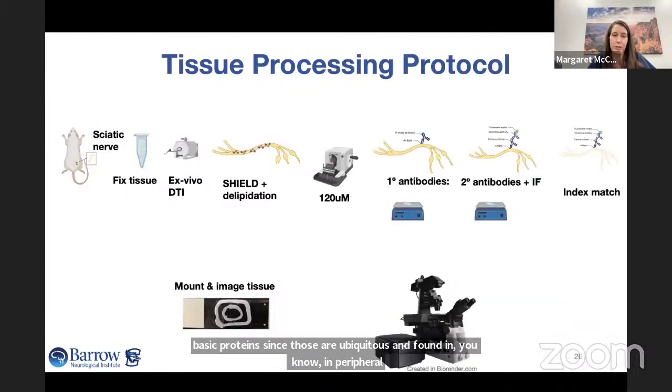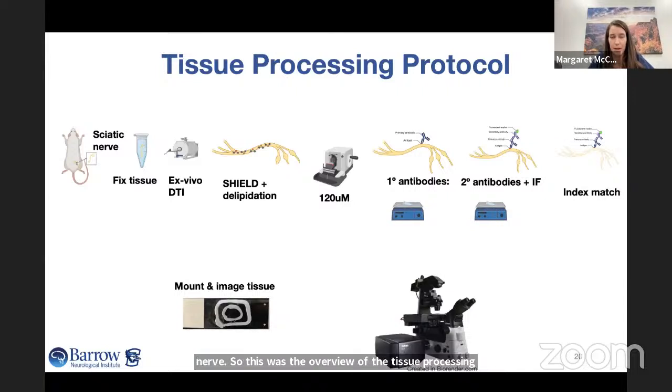This was the overview of the tissue processing protocol that we ultimately landed on after many iterations. Essentially, we removed the sciatic nerve from the animal at the time of euthanasia.